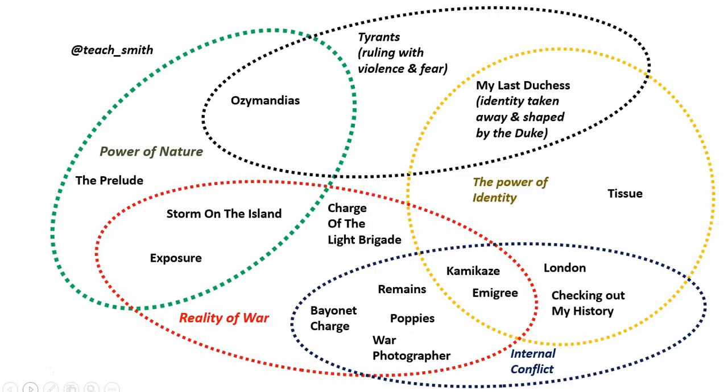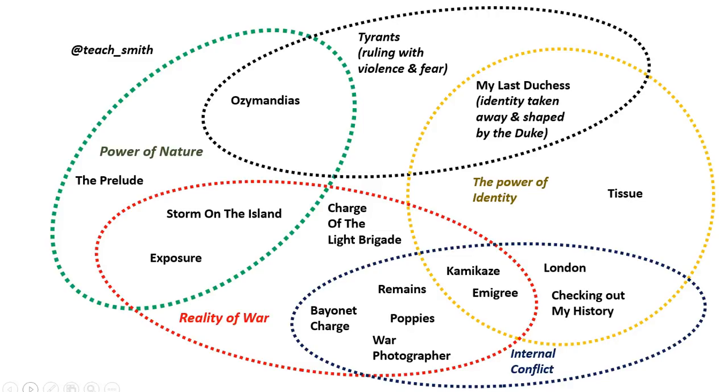Now, this idea of controlling her identity, controlling the narrative about her, links to Tissue, because Tissue is all about different forms of identity and different forms of narratives that we have, be it religion, politics, borders, all of those sorts of things. So those are my first two categories that cross over, tyrants and identity. So Tissue and My Last Duchess might be an interesting comparison, but quite a tricky one, and one of the more difficult ones.